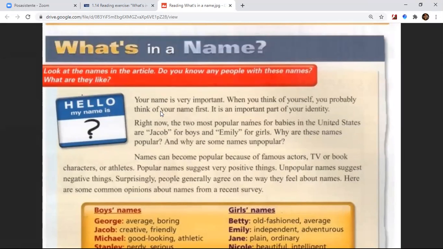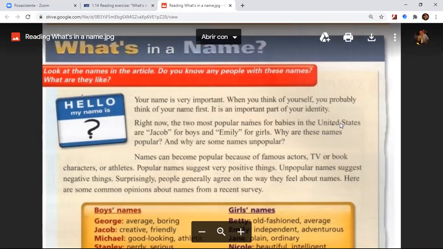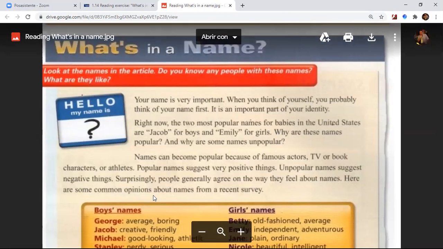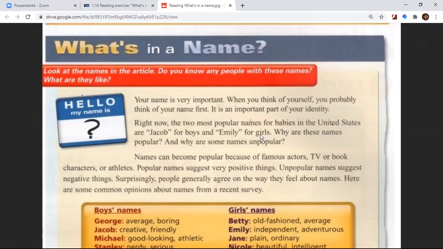Your name is very important. When you think of yourself, you probably think of your name first, right? El nombre suyo es muy importante. Cuando decimos Cristina, Marvin, Mauricio, right? It's very important because it's an important part of your identity, right? Right now, the two most popular names for babies in the United States are Jacob for boys and Emily for girls, right? Los nombres más populares en Estados Unidos.